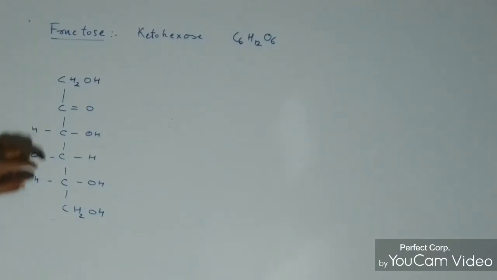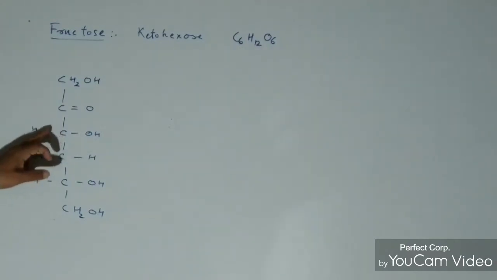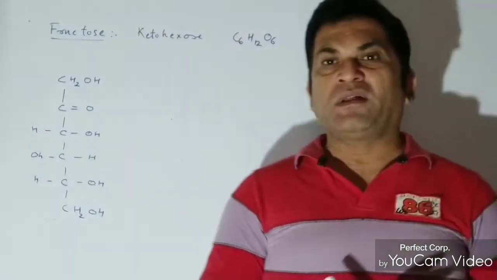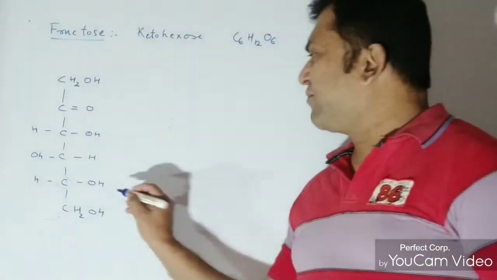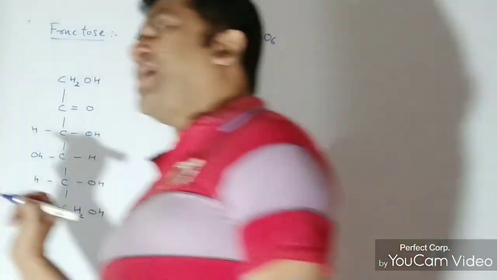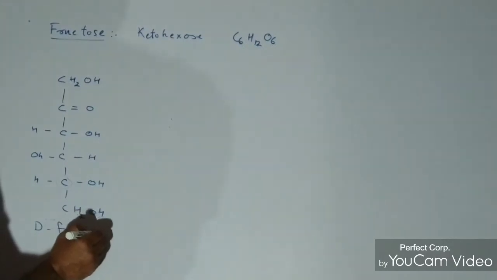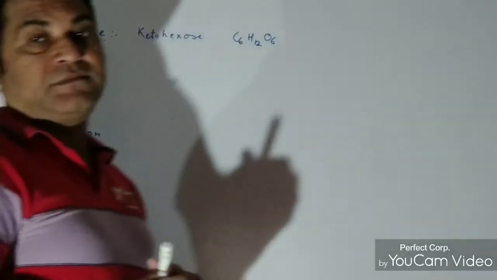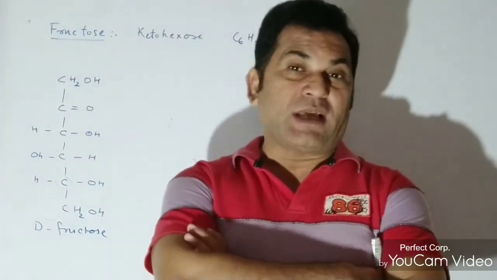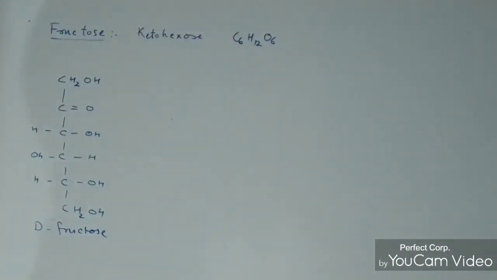Out of 6 carbons, the first and last carbon is CH2OH, the second carbon is C double bond O, that is the ketone group, and the rest is as it is. Here also the fifth carbon will decide the isomers, and as the fifth carbon has OH on the right side, this is known as D-fructose. So it means it is dextrorotatory. If OH is on the left side, then this is known as L-fructose, and that is levorotatory. So glucose has the same thing, and fructose also has the same thing.